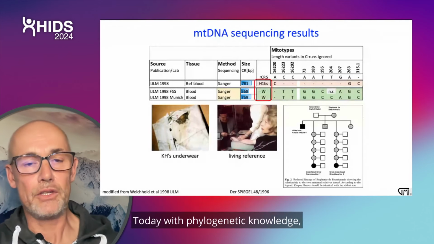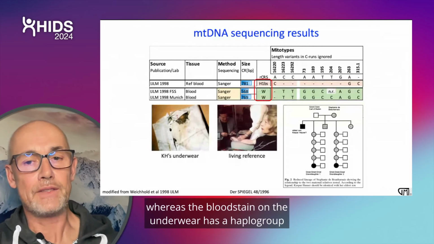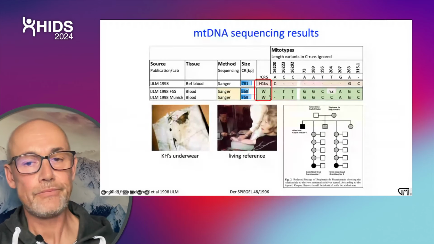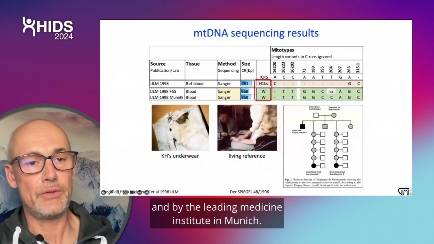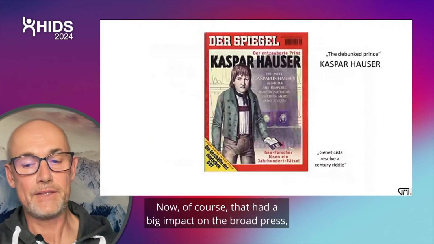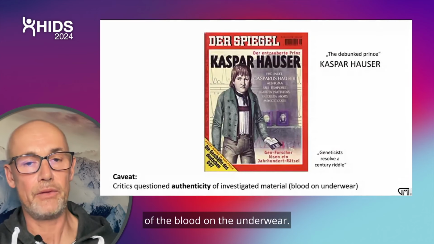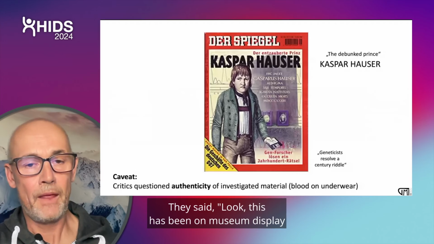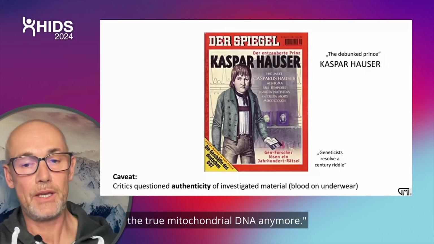Today, with phylogenetic knowledge, we know that the royal family has a lineage called H1BS, whereas the bloodstain on the underwear has a haplogroup that is called W. This was performed by the FSS, Forensic Science Service at the time, and by the Legal Medicine Institute in Munich. Now, of course, that had a big impact on the broad press, but also critics. They questioned the authenticity of the blood on the underwear. They said, look, this has been on museum display, and they may have been tampering with the blood, and this is why we don't see the true mitochondrial DNA anymore.